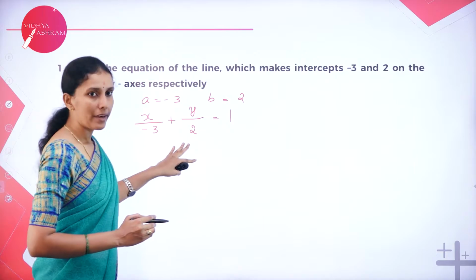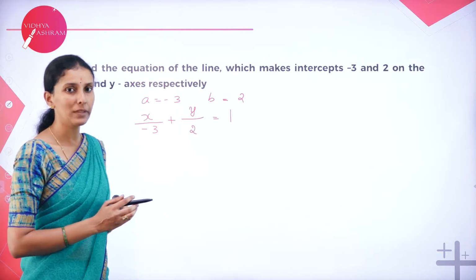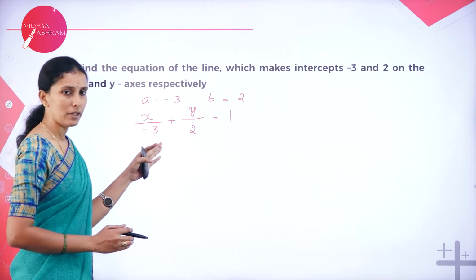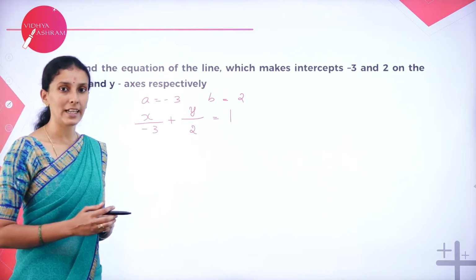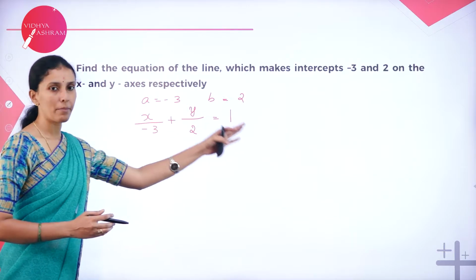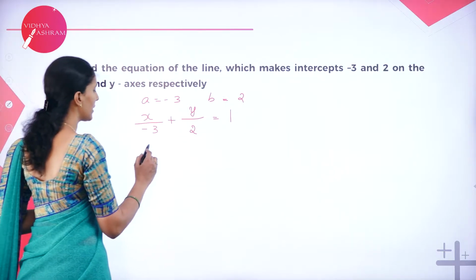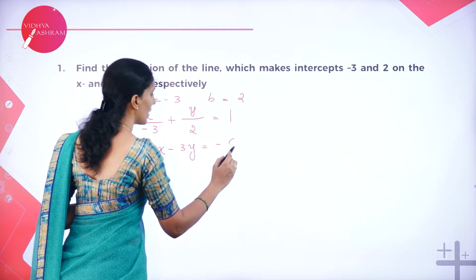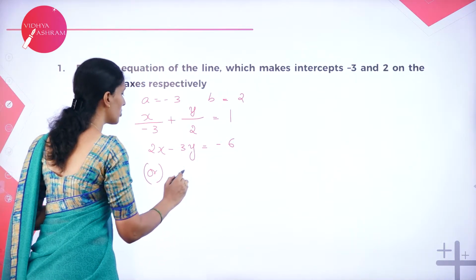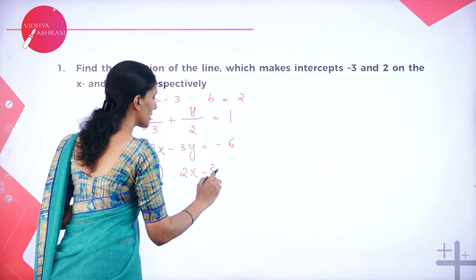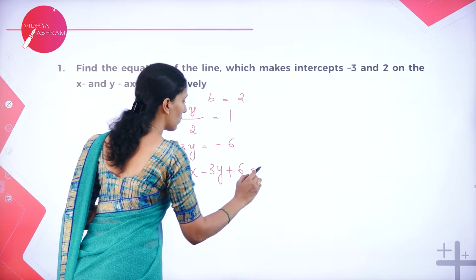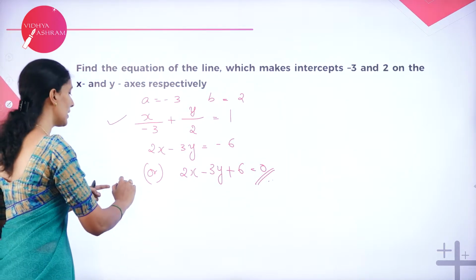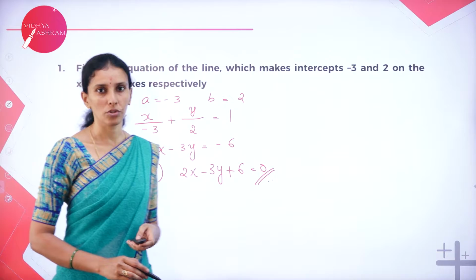Now you can convert this into general form, that is ax plus by plus c is equal to 0. So take the LCM of -3 and 2. So you can take it as -6. So when you multiply -6 on both sides, you will get it as 2x minus 3y is equal to -6. Or the equation becomes 2x minus 3y plus 6 is equal to 0. So this is the intercept form of an equation, and this is the general form of an equation.